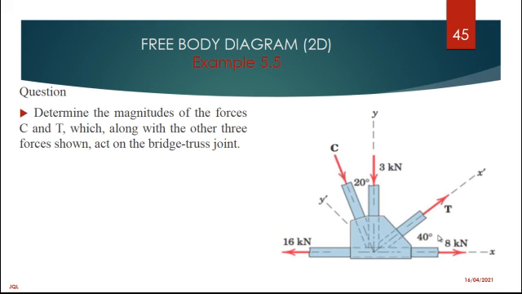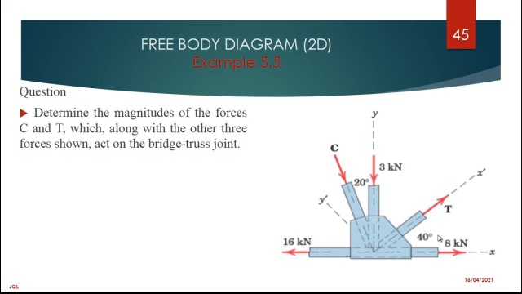The first thing that we do, we look at how many unknowns we have. One, of course, we don't know the magnitude. Two, we don't know T, we don't know C, but we know the other three forces, that is 3 kilonewton, 16 kilonewton, and 8 kilonewton. And we also know the angle between the force T and the 8 kilonewton.